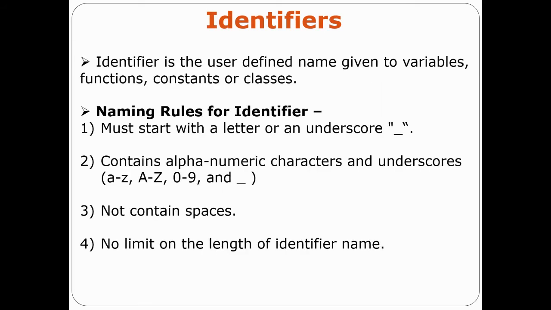Second, identifiers. An identifier is the user-defined name given to variables, functions, constants, or classes. There are some rules for naming an identifier. It must start with a letter or underscore sign. It contains alphanumeric characters and underscores. It doesn't contain any space, and there is no limit for the length of the identifier name in PHP.